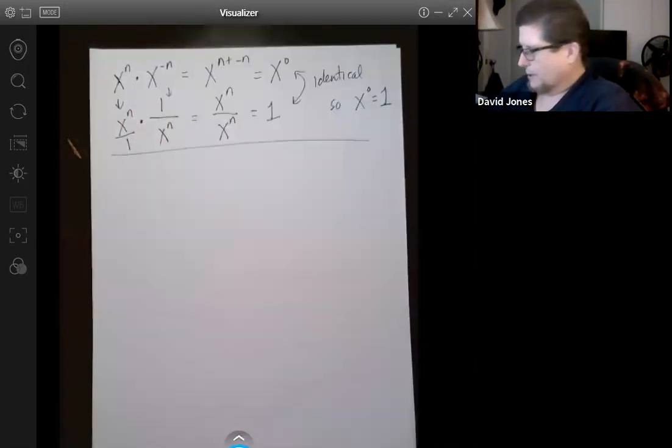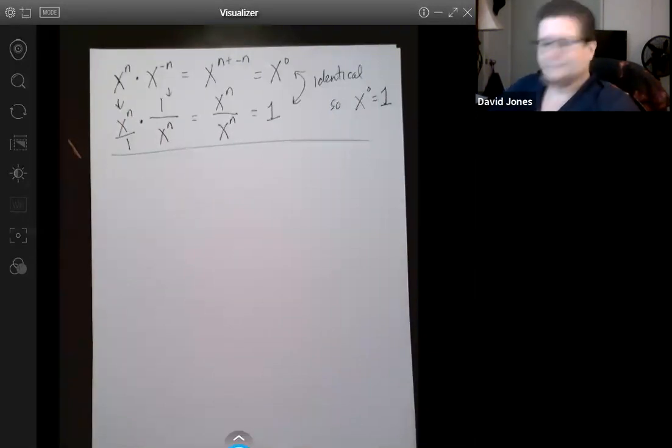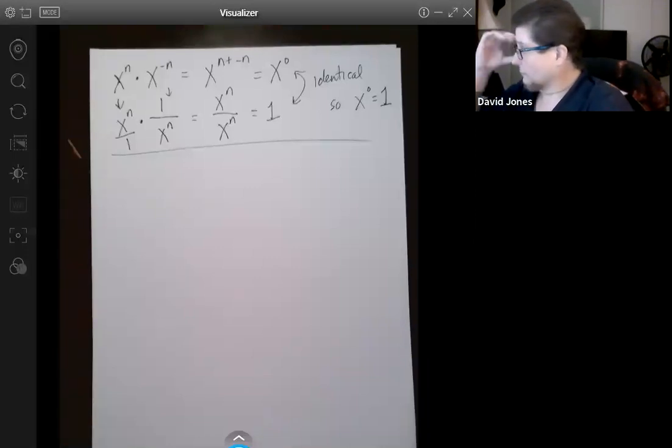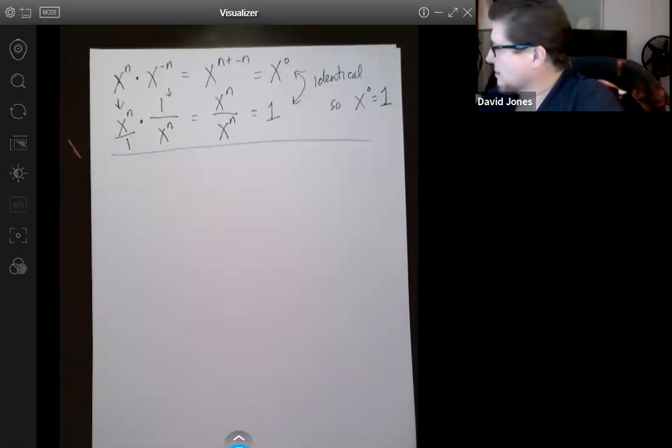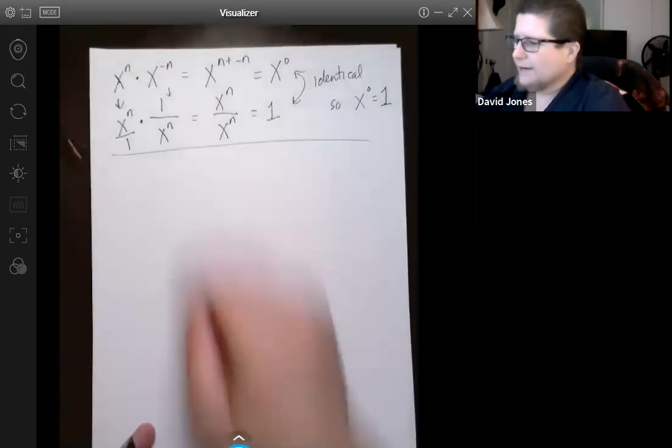Let's see, pause this for a second. And I don't know if that was the best spot to start the motivation, but that's what we had. This kind of shows how negative exponents work.